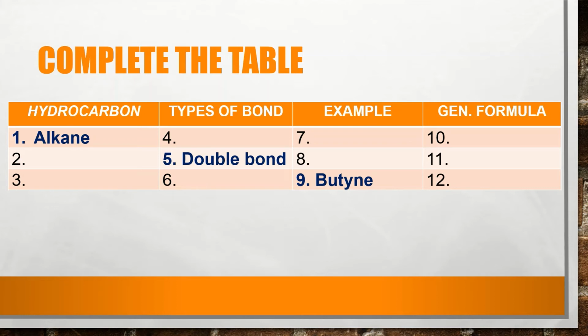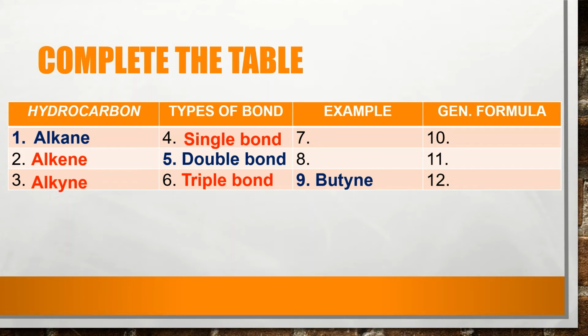Let's now check your answers. There are 3 types of hydrocarbons. The first is given, the alkane. The second type is the alkene, since the type of bond is already given here, which is the double bond. And the third type is the alkyne. Alkane has a single bond, alkene has a double bond, and alkyne has a triple bond.